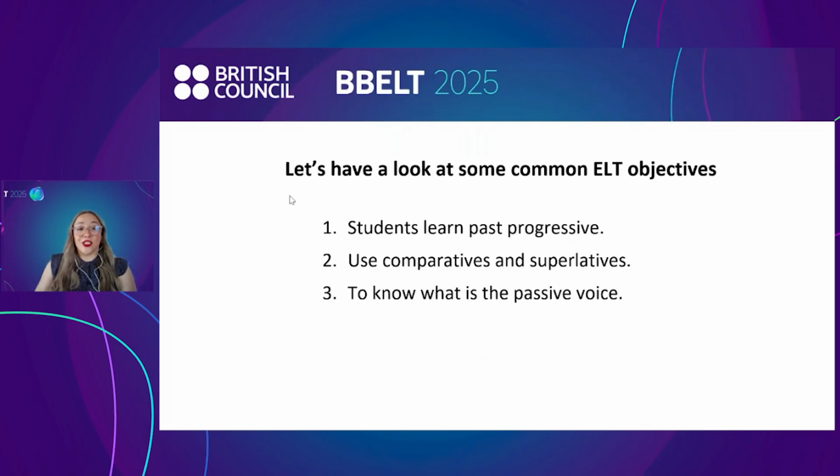So if we just read these objectives here, they don't tell us much. Students learn past progressive. How? Use comparatives and superlatives. To do what? To know what is the passive voice. Know is a very broad verb. How do we evaluate what know is for each student? So we need to get better at stating our objectives.